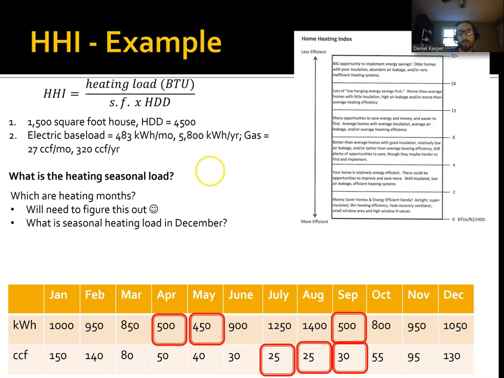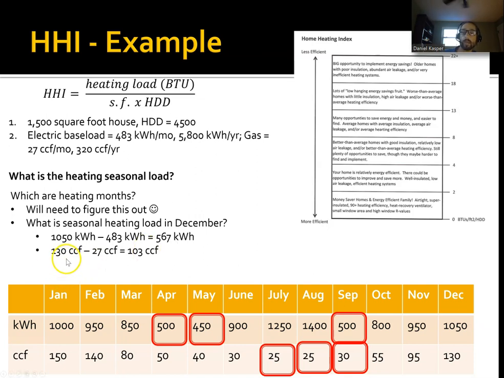But for December, it's all heating load. There's not going to be any cooling in December, so all of our seasonal load is heating load. All we need to do is take our total electricity use and figure out how much above and beyond our base load that is, and then the same thing with natural gas use. We have 1,050 kilowatt hours of electricity use. Our base load is 483 kilowatt hours, so our seasonal load in December was 567 kilowatt hours. That we will consider all heating load, so that's used for heating.